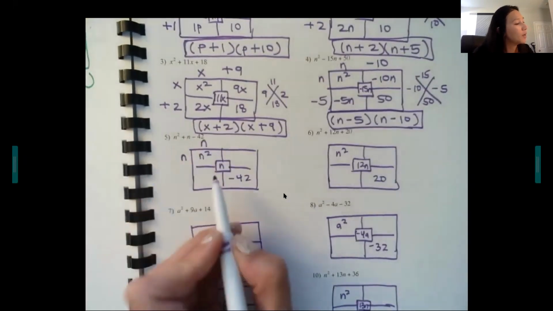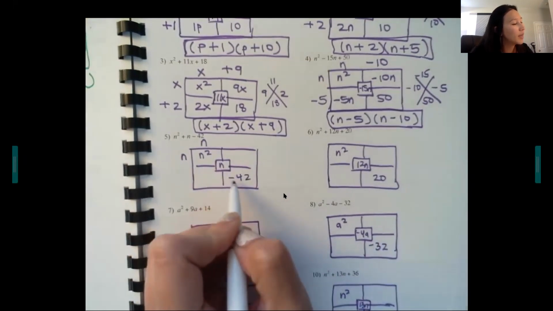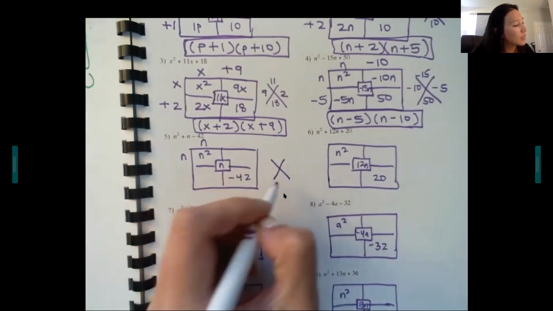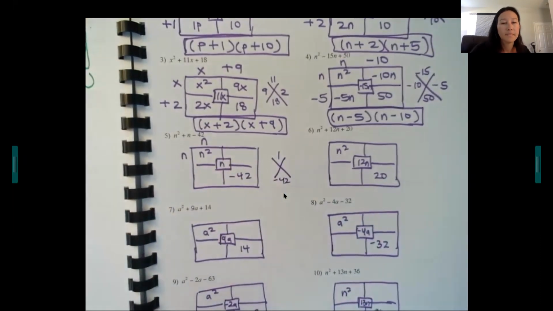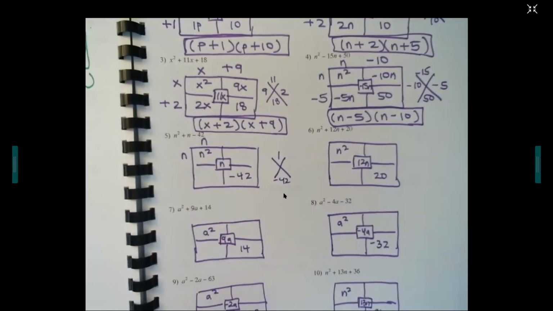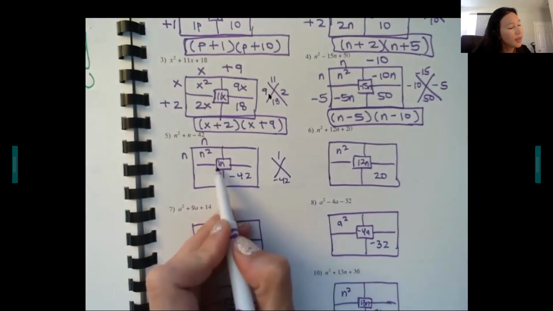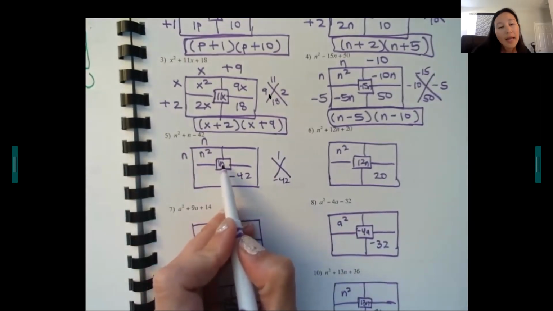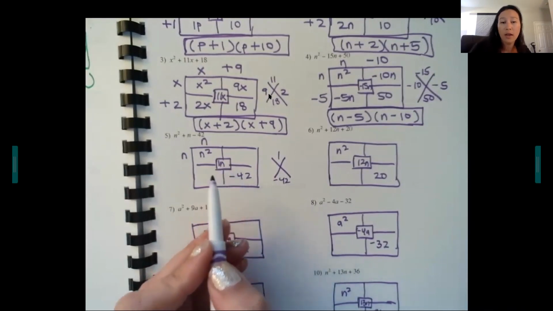So, Amari, what did you get for number 5? So we know it's n. What did you find that multiplied to negative 42 and added to 1? I kind of got stuck there because I didn't know that n was 1. Yeah, so that's 1n, right? Anytime it's just a variable and there's not a number in front, it's always a 1.